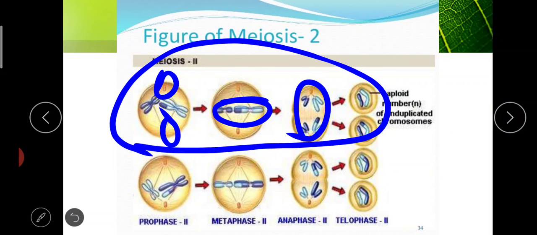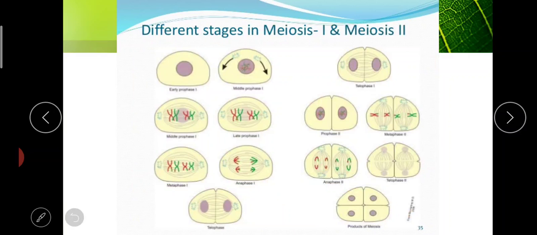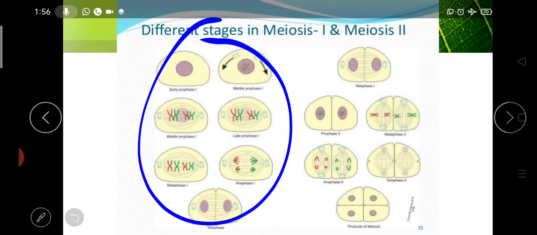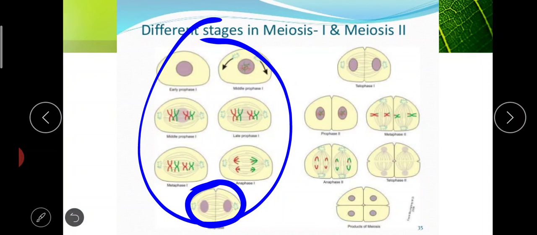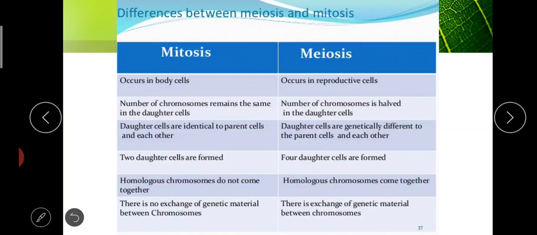And what happens? These two haploid cells have formed, now they will undergo homotypic division, which is prophase 2, metaphase 2, anaphase 2 and telophase 2. So these two will be divided further to give 4 haploid cells. So these are the different stages you can see here. So this is the first stage. So two cells, two daughter nuclei are formed. Those two daughter nuclei undergo further division to give 4 daughter cells.